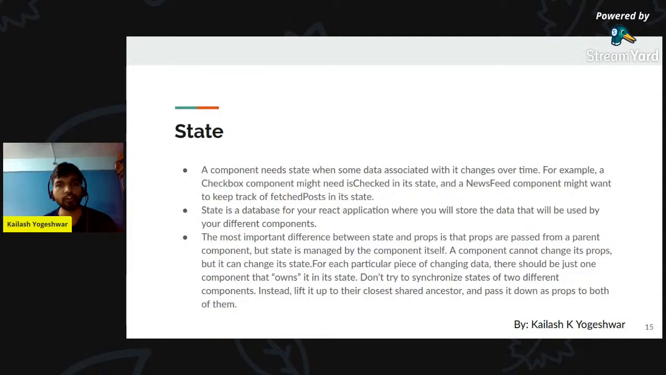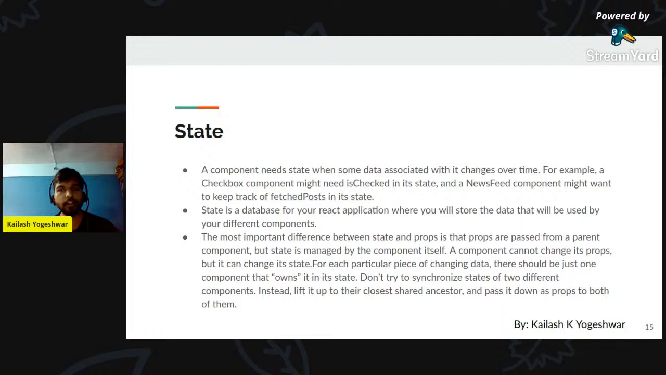So it can be drawn to a conclusion that React is a unidirectional flow of data. Data flows from parent to child, child to another child, and goes on like that until the final child. So if there's a component which needs to share the same state, we need to lift that state up to the nearest ancestor. The most important difference between state and props is that props are passed from a parent component, but state is managed by the component itself. A component cannot change its props, but it can change its state.